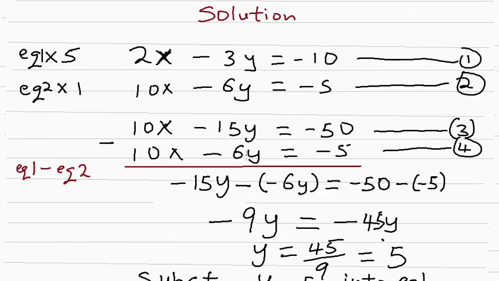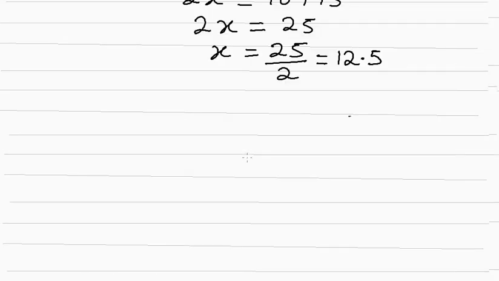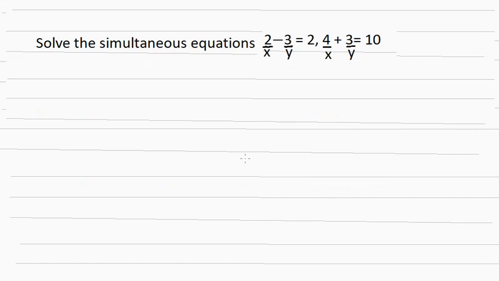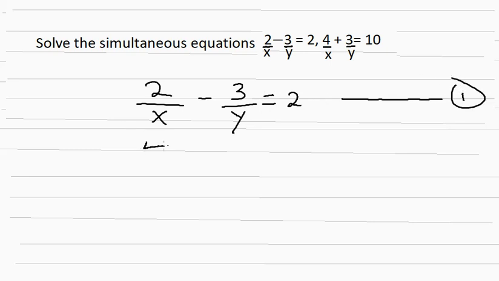All right, so that's another question right here. But the second question is more complicated because it's expressed in fractions. So there are two equations right here. The very first equation is 2 all over x minus 3 all over y is equal to 2. That is my equation 1. Then the second is 4 all over x plus 3 all over y is equal to 10. That is my equation 2.